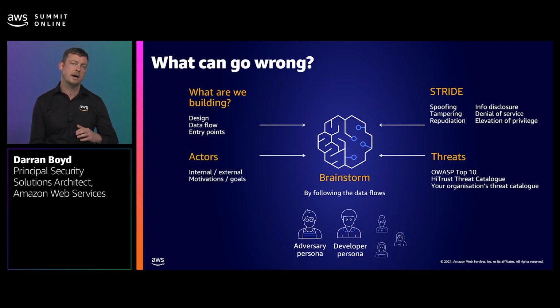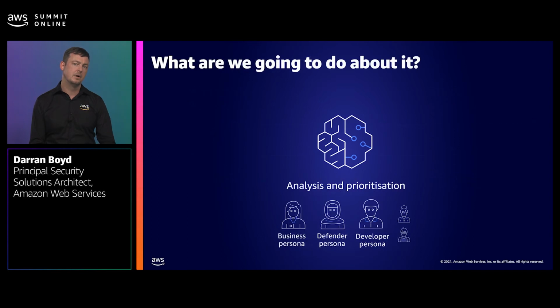Finally, you'll want to think about, who are the actors? Are they internal or external? What are their motivations and what are their goals? And you'll want to be taking all of these inputs and performing the threat modeling exercise following the data flows. Now, you'll want to be able to answer the question, what are we going to do about it? Again, there is no canonical list of all the possible mitigations. Again, this requires brainstorming and collaboration between all of the personas involved.